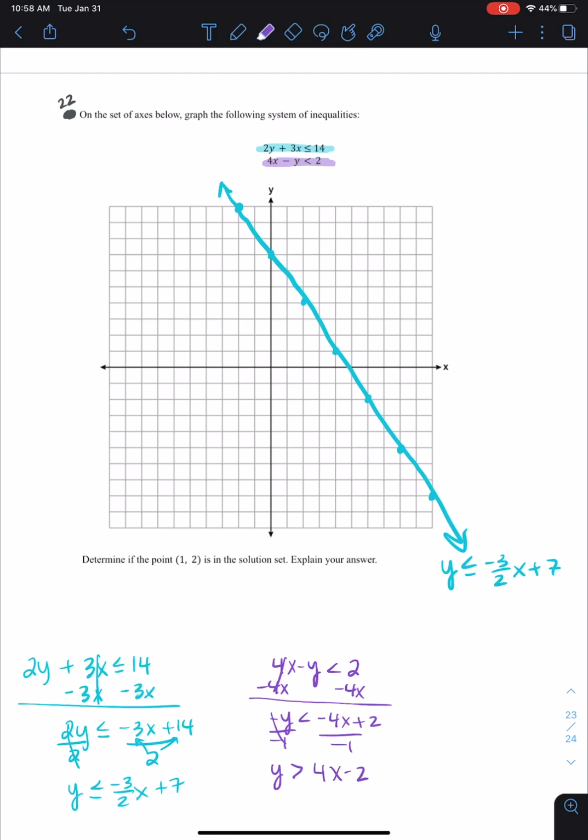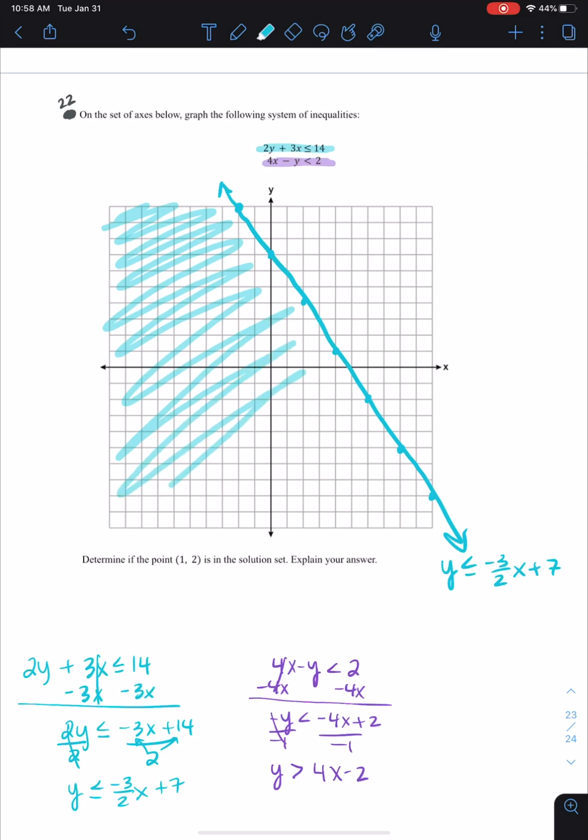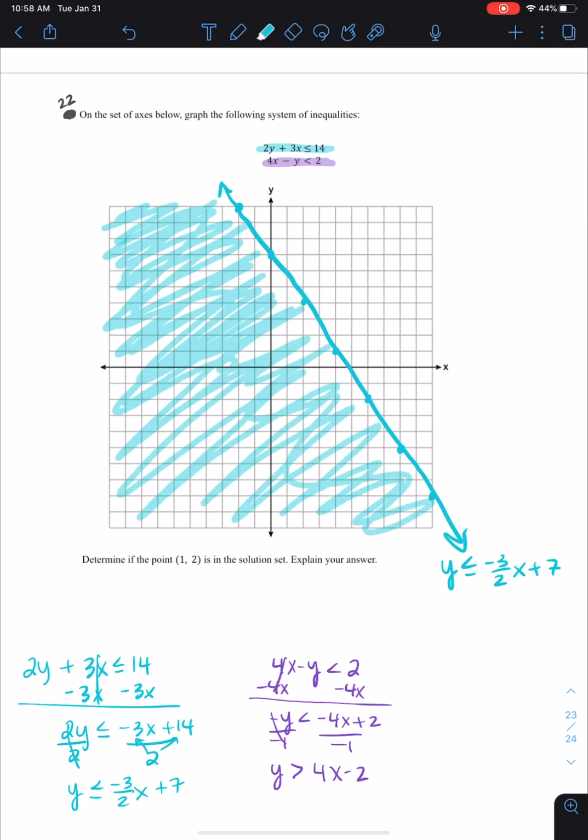Because it's less than or equal to, we're going to shade everything below the line. If it were greater than, we would shade everything above the line.